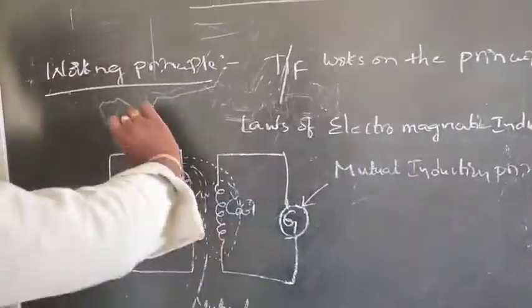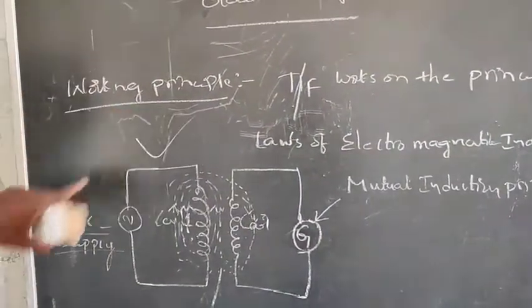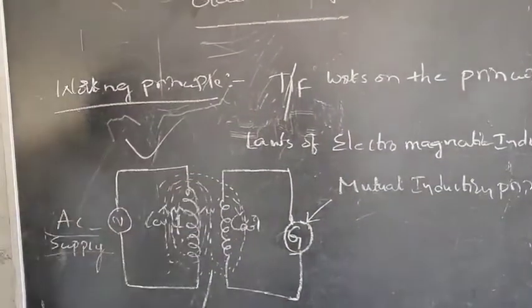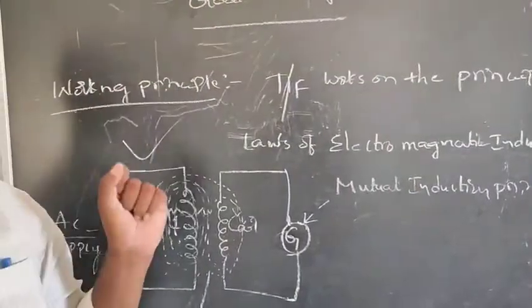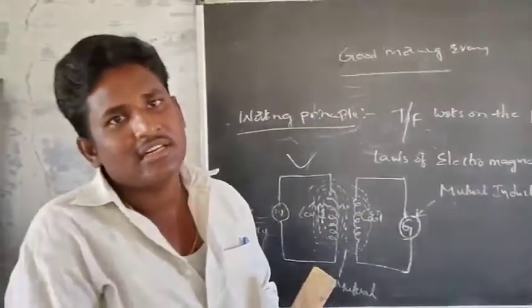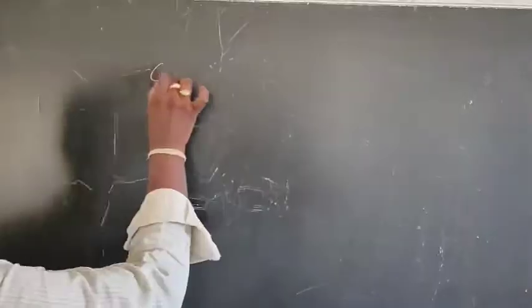Tomorrow we can discuss mutual induction clearly. So what is the working principle of a transformer? Mutual induction. The induction motor is also the same, mutual induction, but the induction motor is rotating. The transformer is not rotating. So we can clear that one.